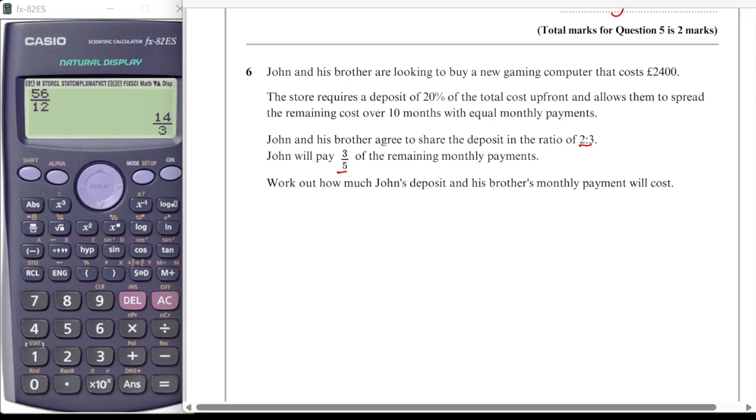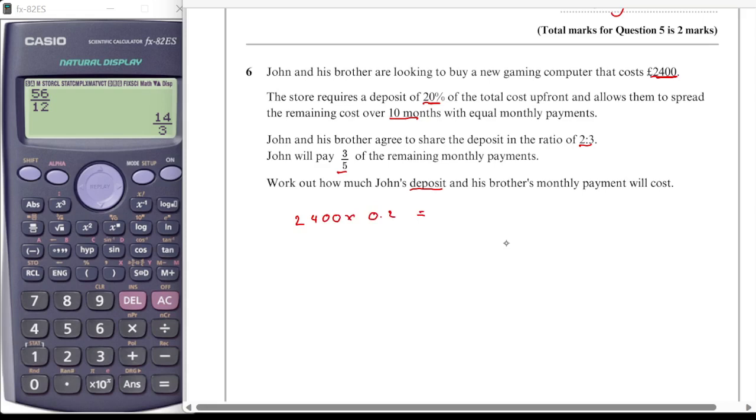Okay, so key bits of information then. We've got our total, we've got our deposit of 20%, and then we've got 10 months of equal payments, and then we've got our ratios. So the first piece of information that I'm going to look at is the deposit. If I'm looking at the deposit, I want 20% of 2,400. So I'm going to do that by doing 2,400 multiplied by 20%, or 0.2 as a multiplier.